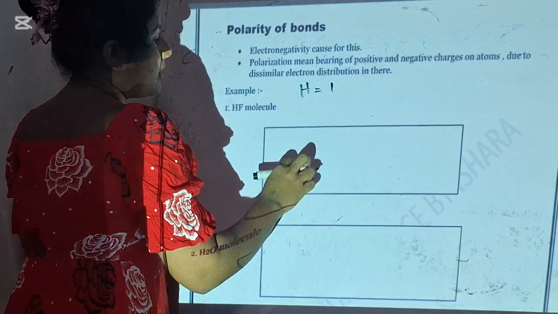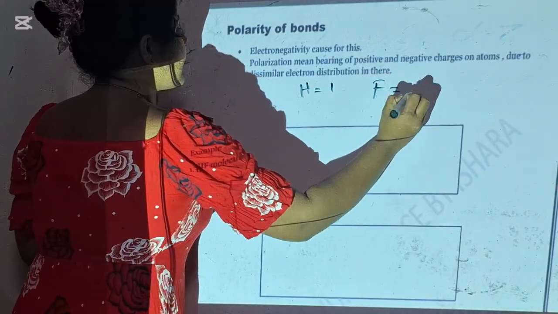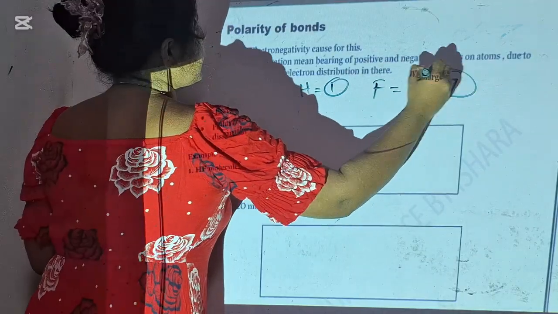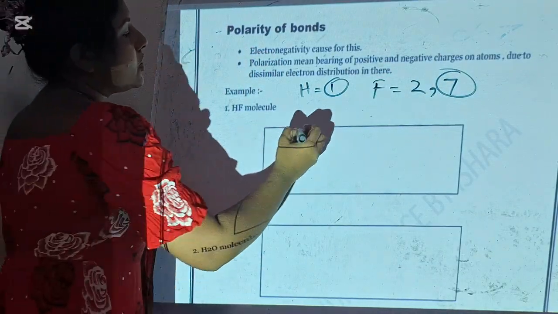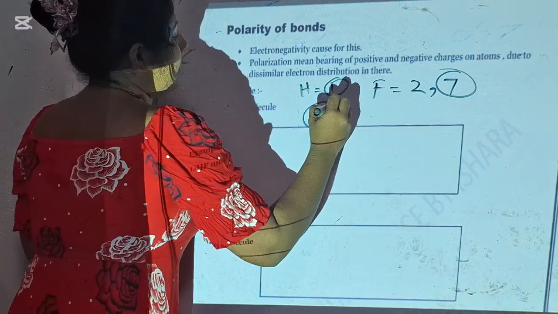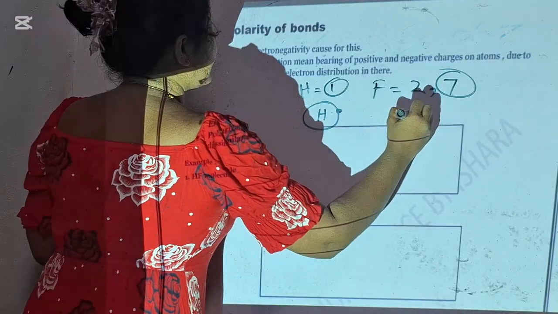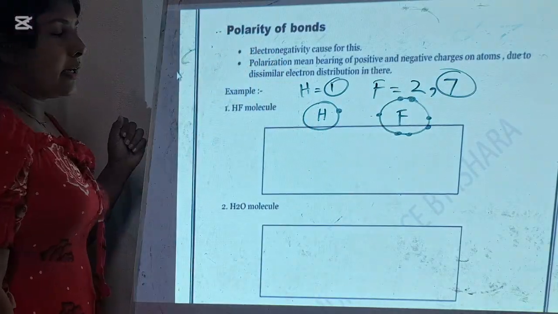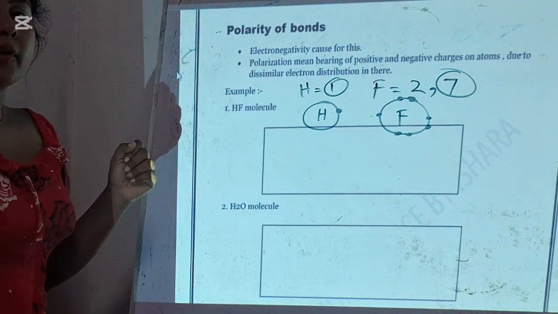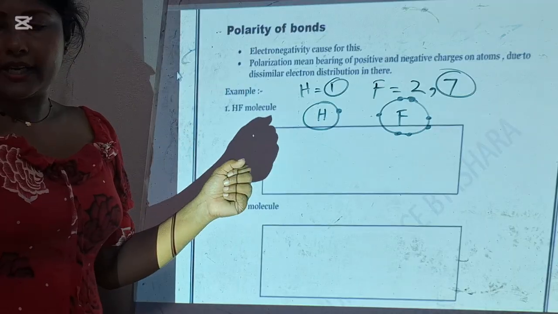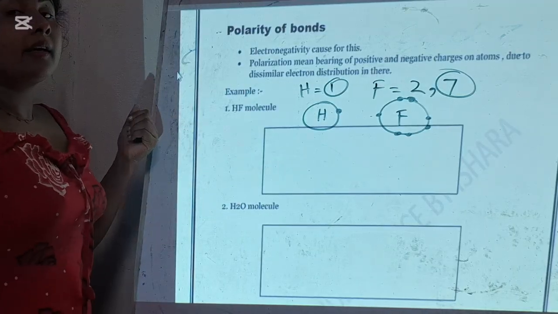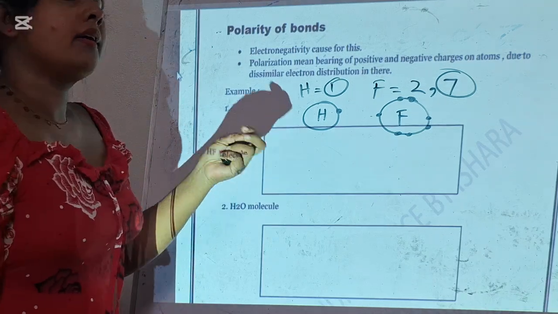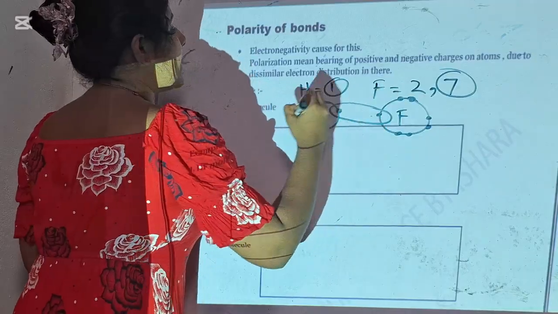Hydrogen means 1. F means fluorine, which is in the 9th place, so the electronic configuration is 2,7. For drawing the Lewis structures, we need the outermost shell electrons only. So I am taking hydrogen. It contains 1 electron in the shell. Fluorine contains 7 electrons in the outermost shell like this. To fulfill the last shell with the maximum number of electrons, hydrogen needs one electron, while fluorine needs another one electron. Fluorine has 7 and needs 8, hydrogen has 1 and needs 2. So what do we do? The only solution is making a bond.